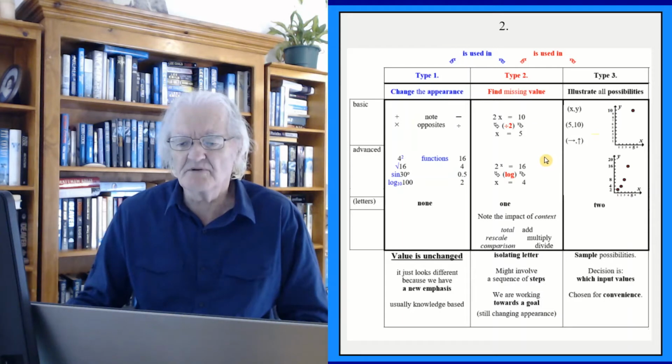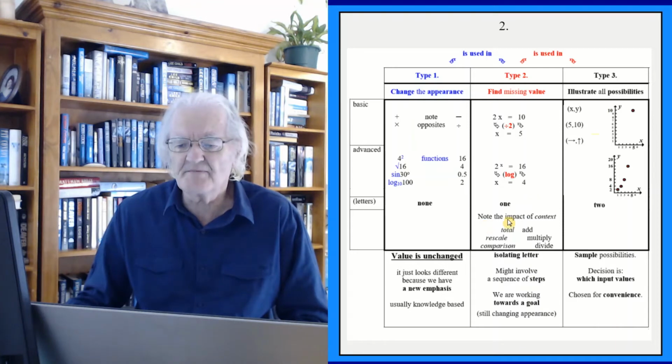In a more complex situation, 2 raised to a power is 16. So what we have to do is remove the influence of the raising to a power, and as you learn in high school, that process has an inverse called log, short for logarithm.